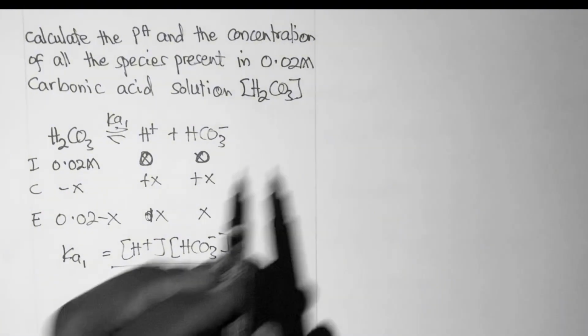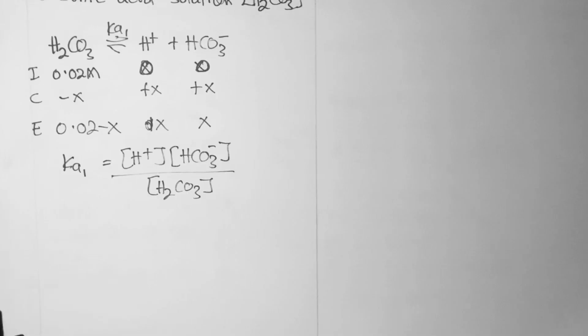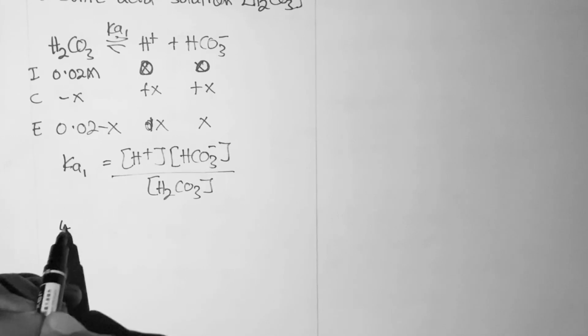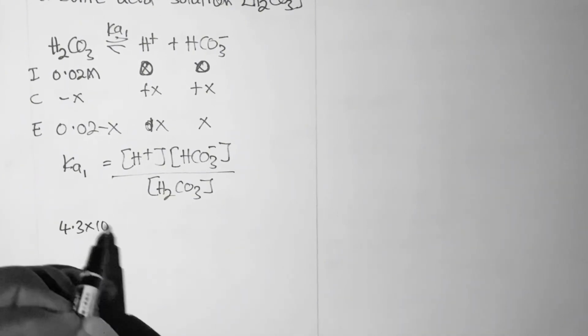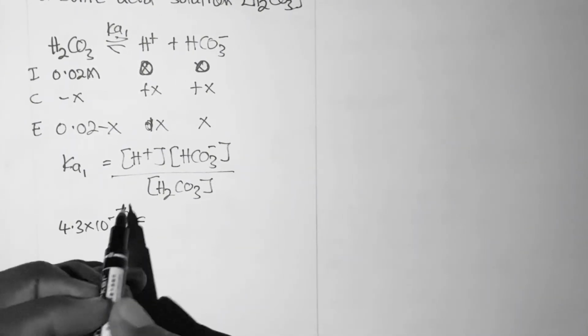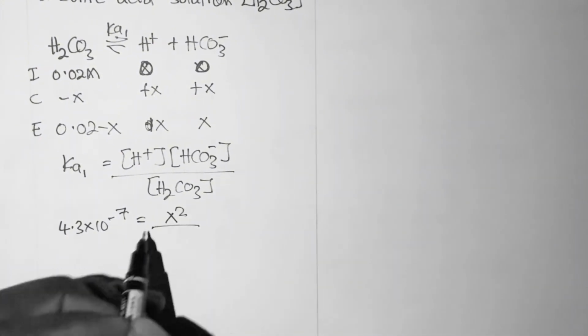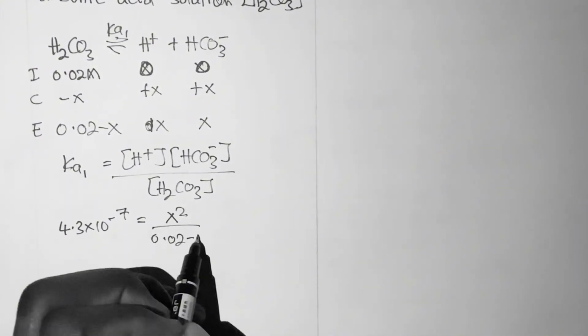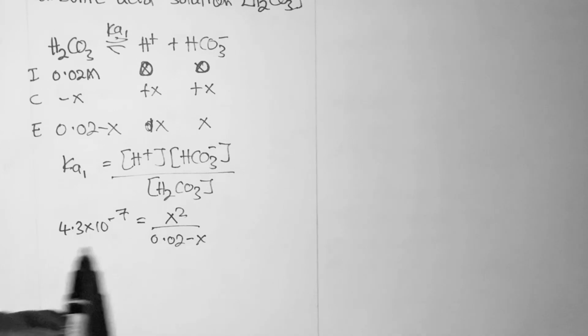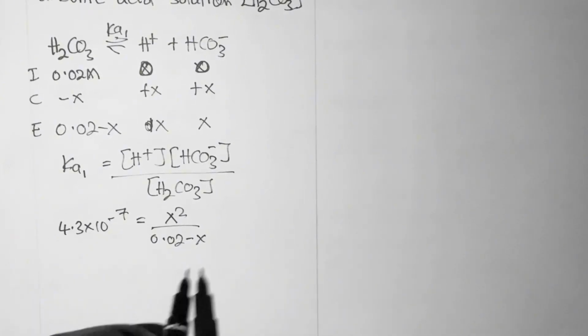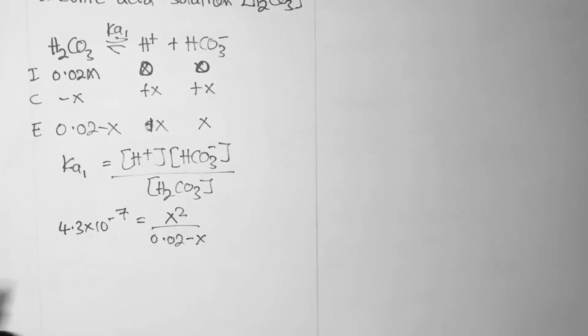So Ka1, the first acid dissociation constant for carbonic acid, is 4.3 times 10 exponent minus 7. So 4.3 times 10 exponent minus 7 is equal to x squared divided by 0.02 minus x. If you look at this, it is very small, so let's do the approximation. We'll test it with the 5% rule.